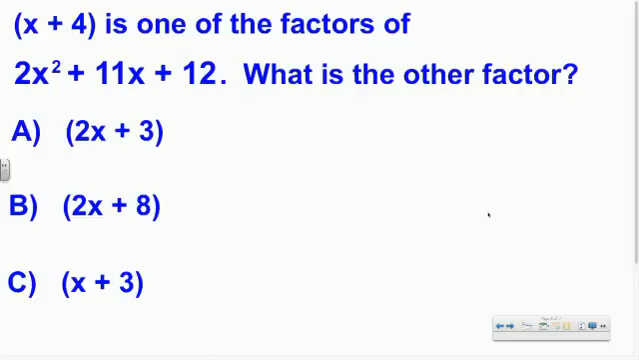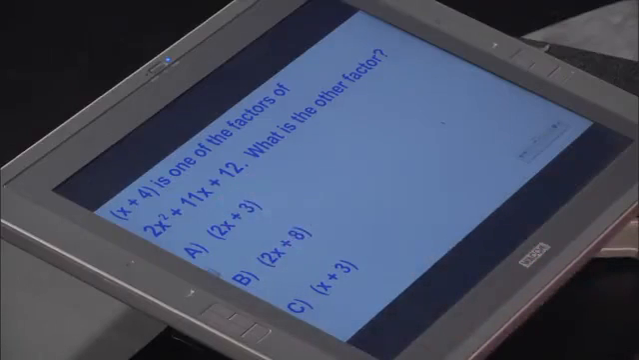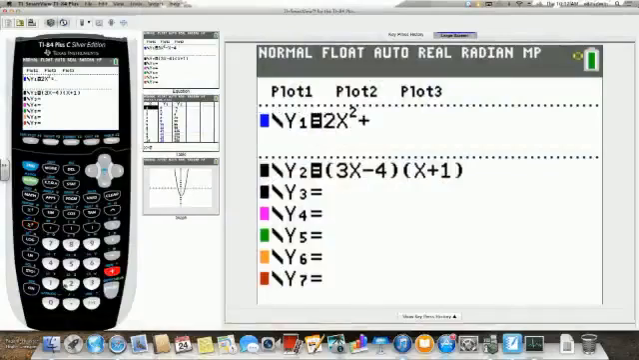All right, let's see how you did. Now, I'm not going to tell you the answer right away this time. I'm going to go through the problem and see what we get. All right, so I know this is my trinomial. It's 2x squared plus 11x plus 12. So let me get that in my calculator. 2x squared plus 11x plus 12.